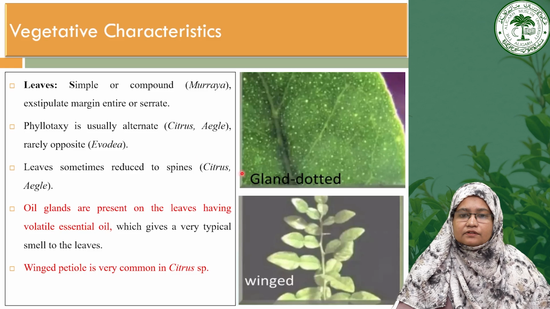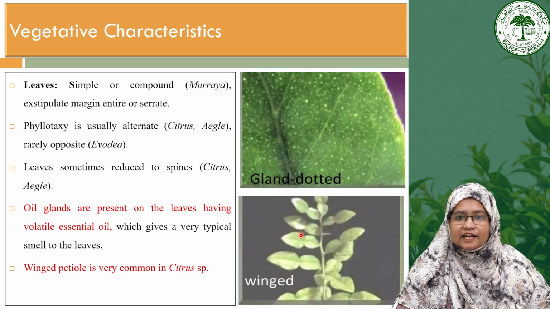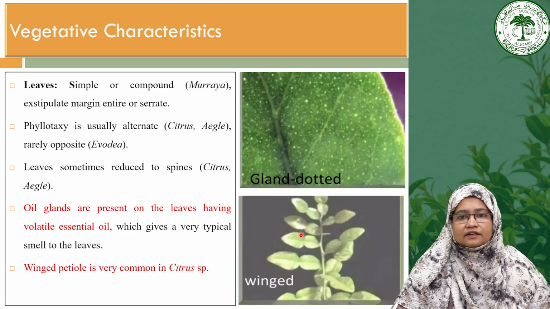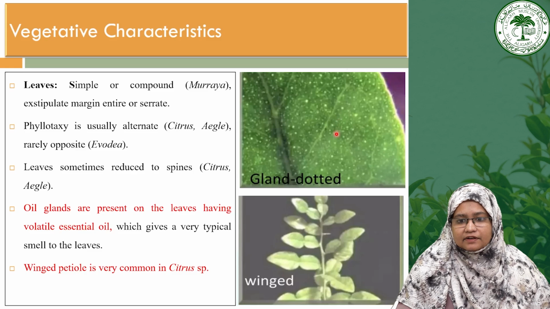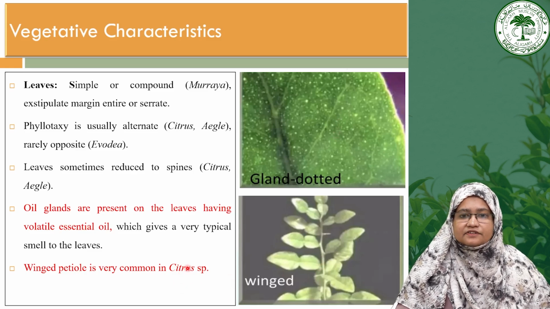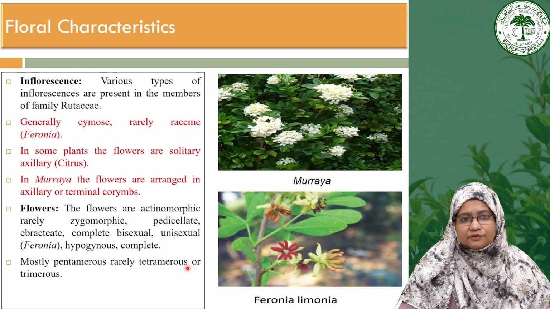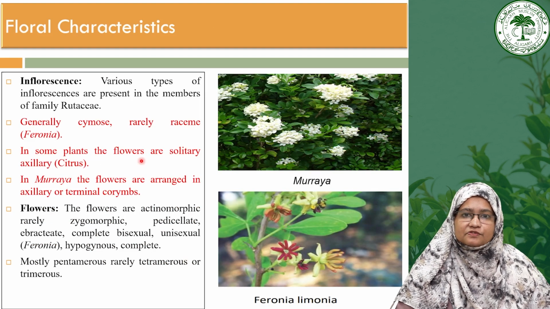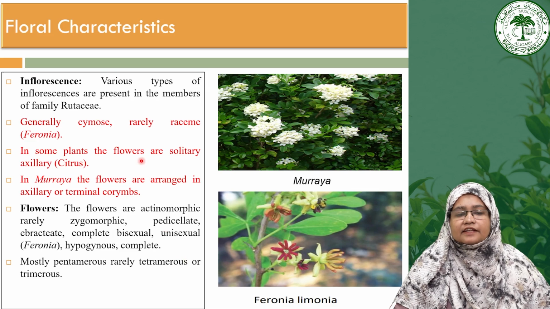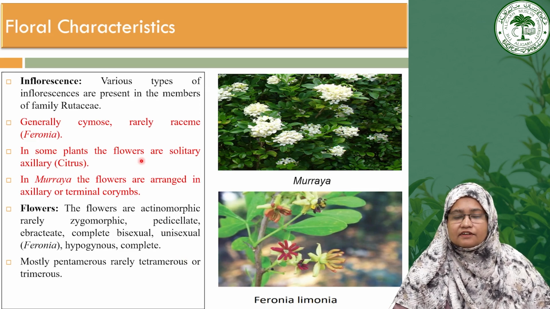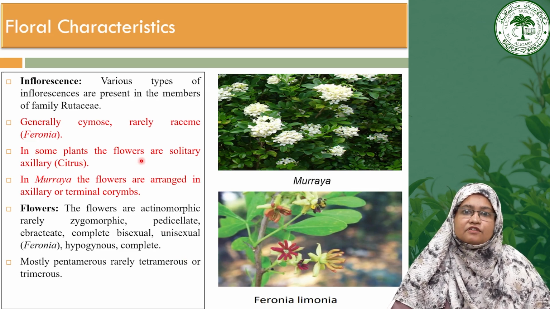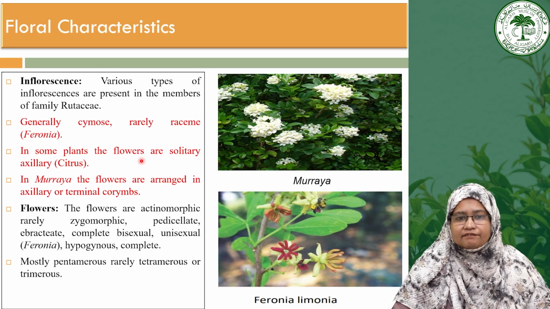So, although these two are the main diagnostic features of the family, the presence of gland dotted leaves and winged leaf in the case of citrus is one of the diagnostic features of this particular family, Rutaceae. Now moving towards the floral characteristics, the first is the inflorescence. The inflorescence of this particular family is quite various.